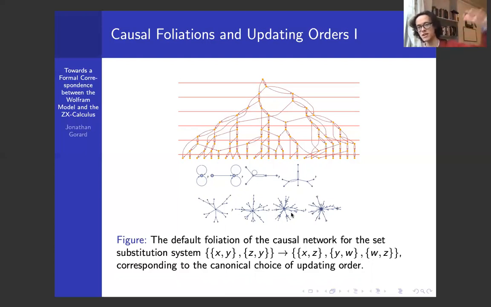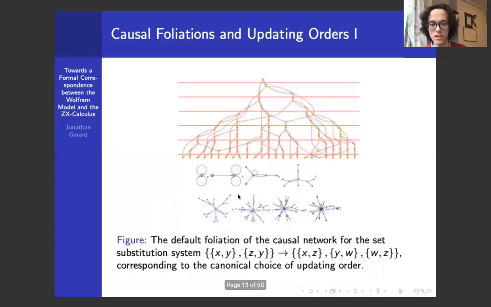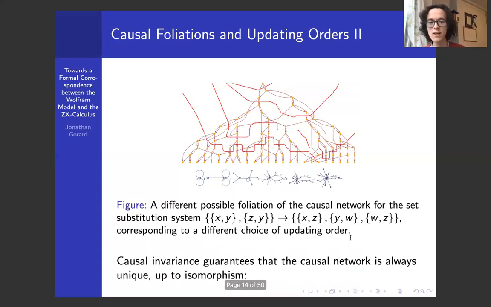So here's a causal network with a default foliation, which you can think of as being like some cosmological rest frame. And this is the particular sequence of hypergraph outcomes that you see. But we could just as equally have chosen a completely different foliation like this one. We'd see a different sequence of hypergraphs. You can see that these are non-isomorphic to the hypergraphs on the previous slide.